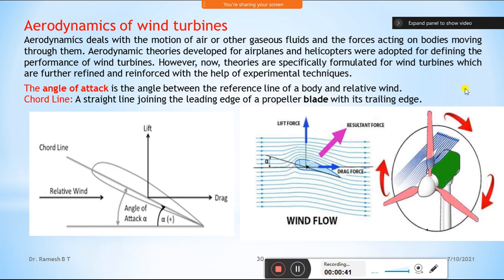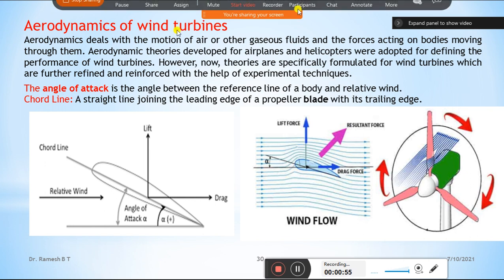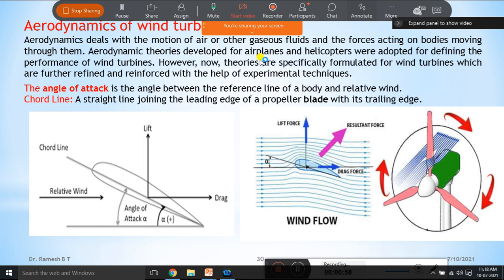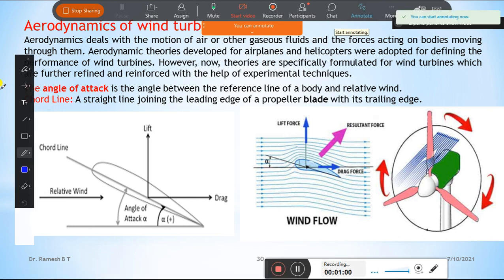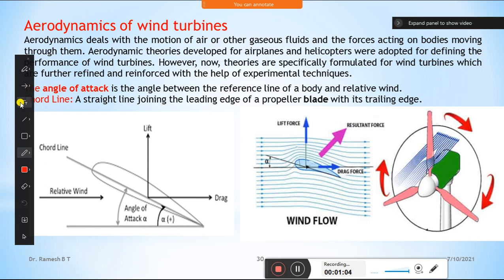In the last class we discussed that maximum power is equal to 0.596 of the total power. The same equation we are going to derive in today's class. First thing, aerodynamic design means it is the design for the blades.